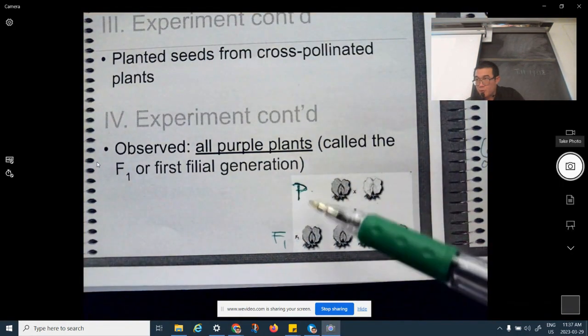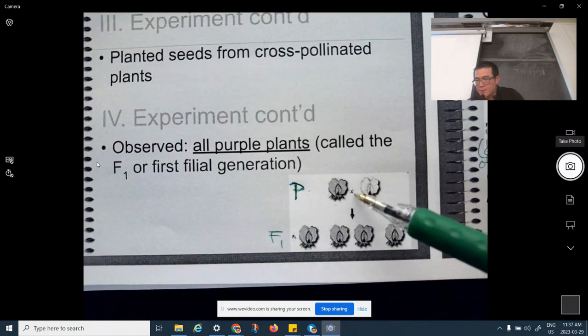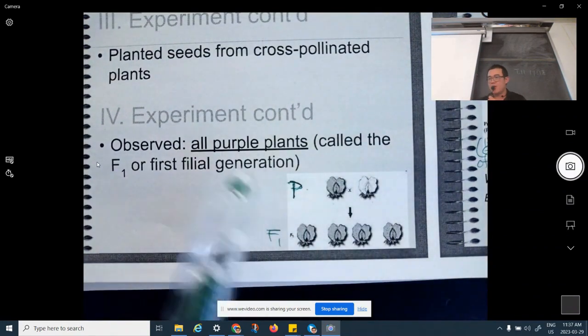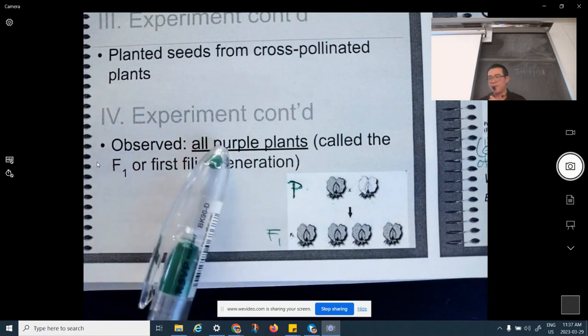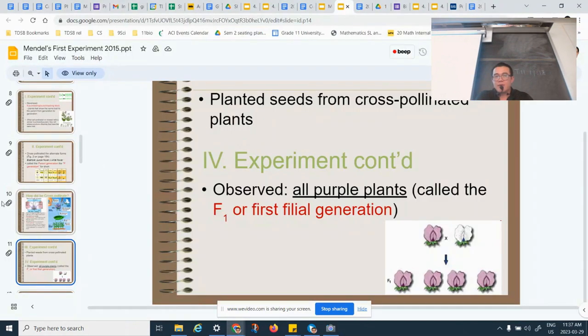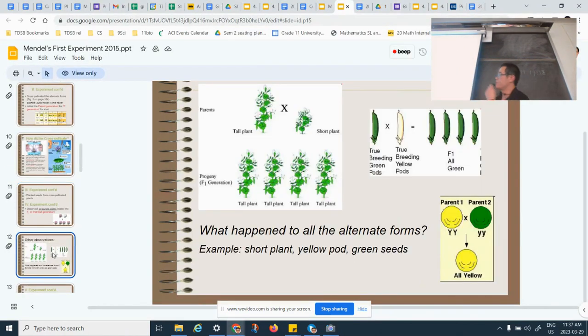First generation. So the parents' generation is P, and you see the two individual crosses, and then all these offspring are first generation. In this case, what they noticed is all the first generation are purple plants. We're going to come back to that. He also noticed a couple of interesting scenarios. You have tall plants crossed with short plants: all the first generation offspring will be tall. Green pods versus yellow pods, all the first generation will be green. And the same for yellow pea plants crossed with green pea plants.